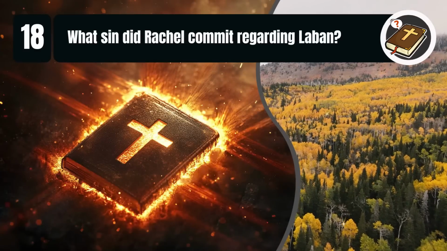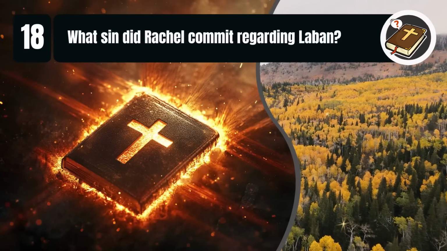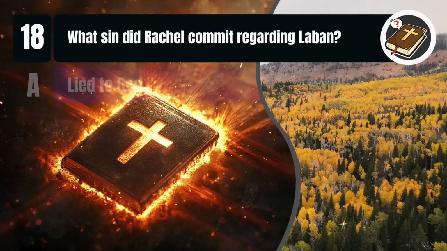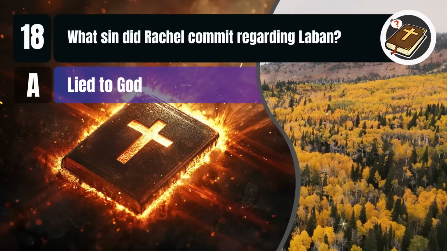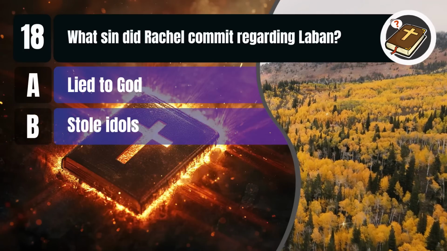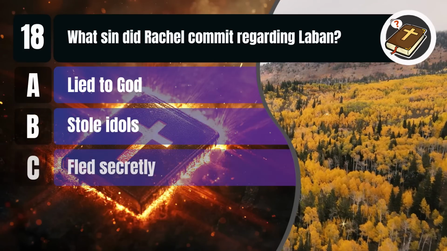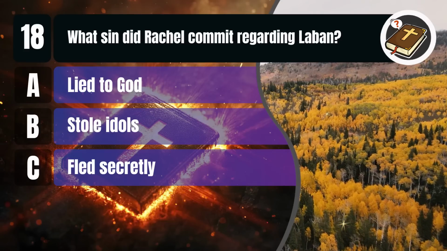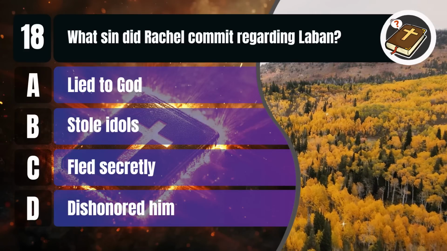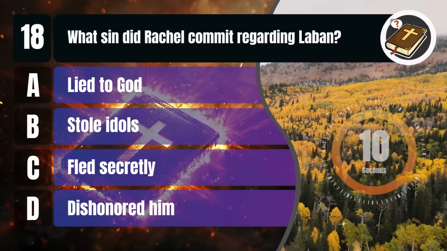Question 18. What sin did Rachel commit regarding Laban? A. Lied to God. B. Stole idols. C. Fled secretly. D. Dishonored him. You get 10 seconds.